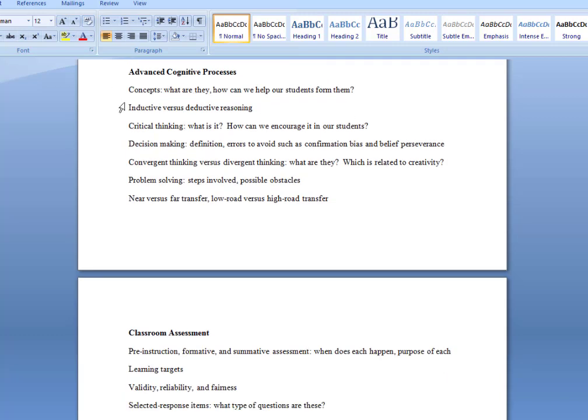All right, advanced cognitive processes. We talked about concepts, about basically how we are grouping things together that go together based on similar characteristics.